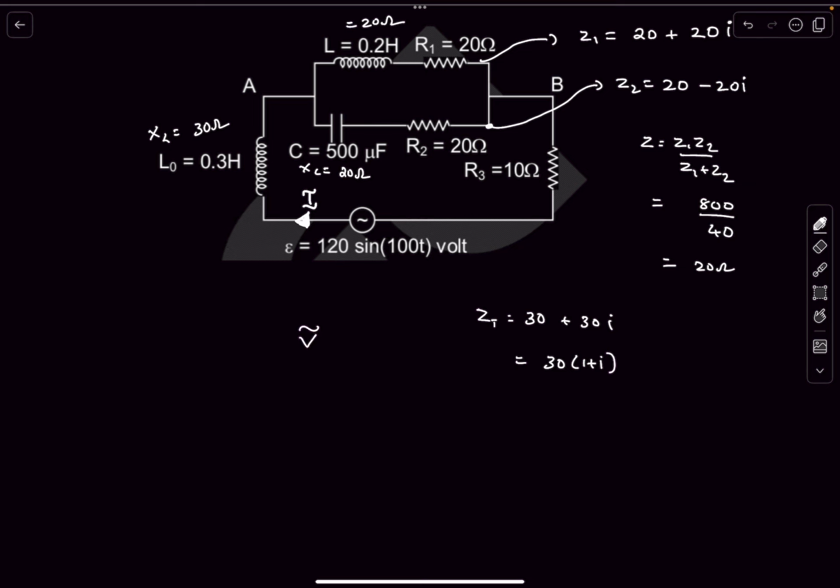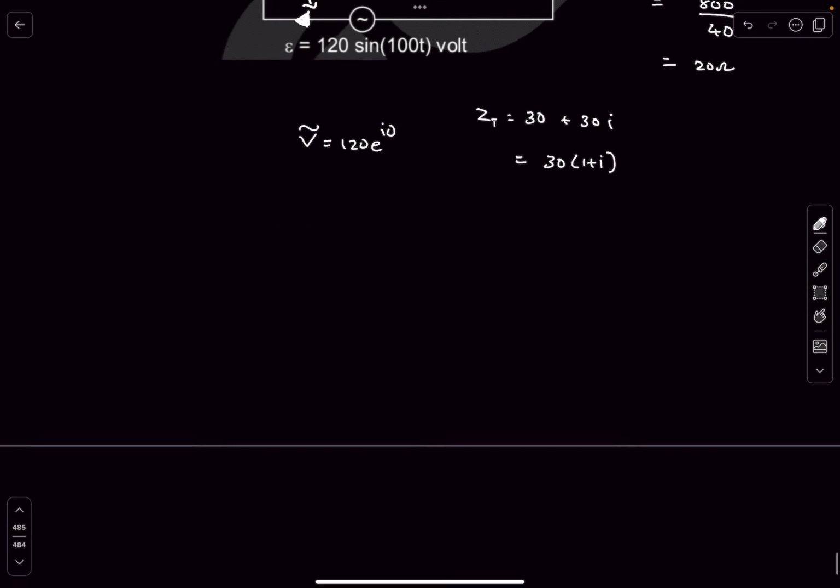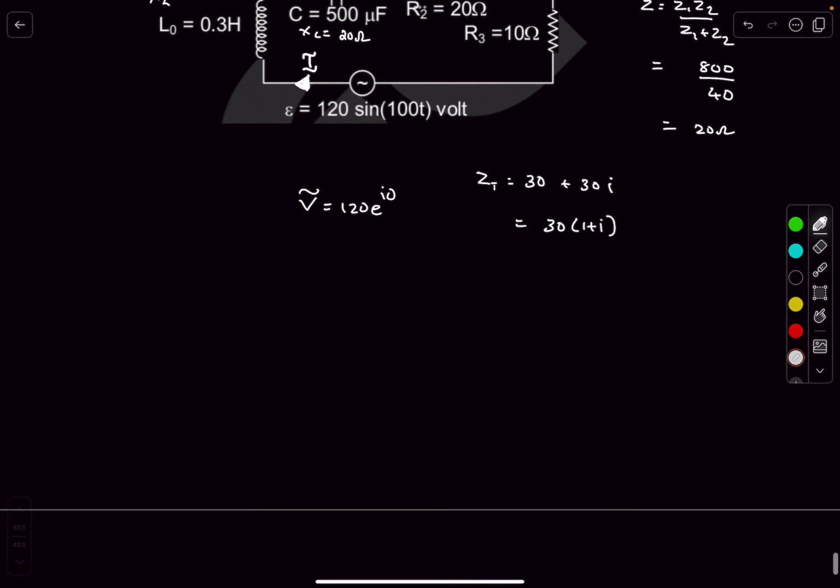The voltage phasor V tilde was equal to 120 e to the power iota 0. Now let's try to convert 1 plus iota into the Euler form. For that we can divide and multiply by root 2. The reason for doing this is cos 45 and sin 45. So we can write this as e to the power iota 45. So this becomes 30 root 2 e to the power iota 45 degrees.